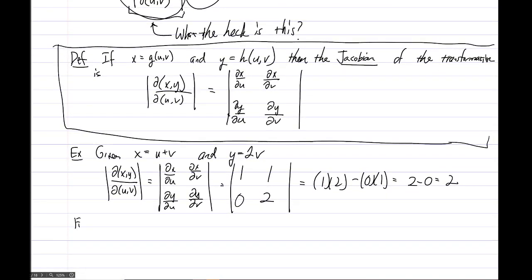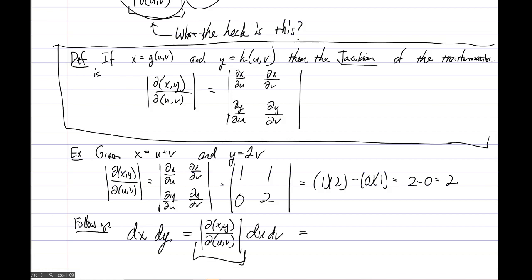So in other words, just to follow up, what's going to happen for this problem, if we were to continue this problem all the way through, dx dy is going to become the computation we just did. So I'm just copying the notation here. Over partial uv, then du dv. So in this example, this part that we just computed became the number 2. So let's just put that in place, 2 du dv.